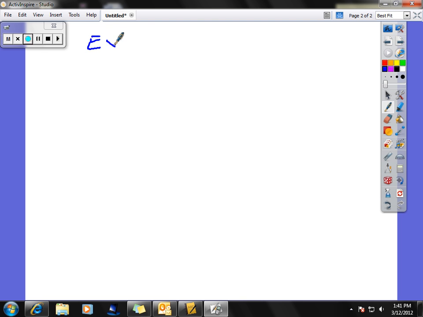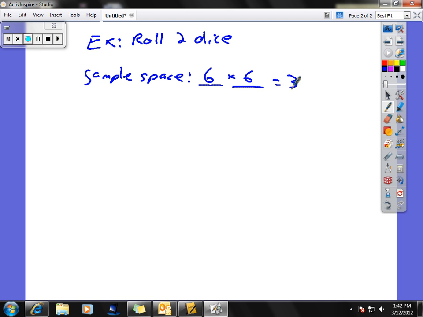So for example, we roll 2 dice. First let's figure out the sample space, because you always need the sample space for probabilities. So what are the total number of possible outcomes that you could get from rolling 2 dice? We got 1 die, we got 2 dice, right? So the first one there are 6, and the second one there are 6. So the sample space is 36, okay?